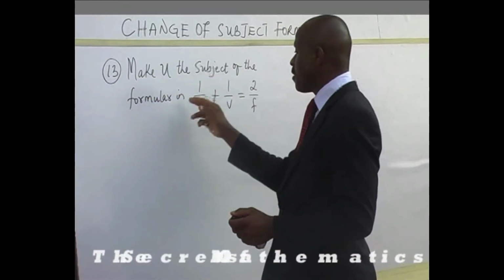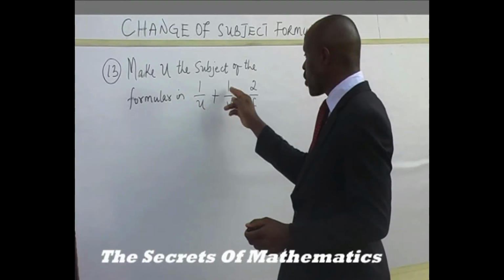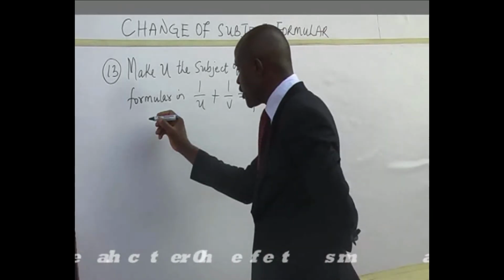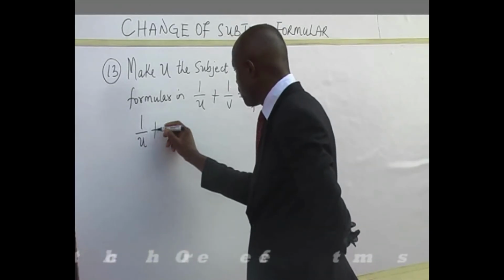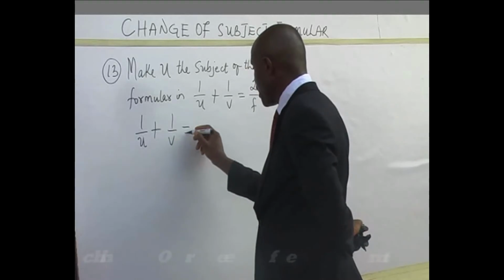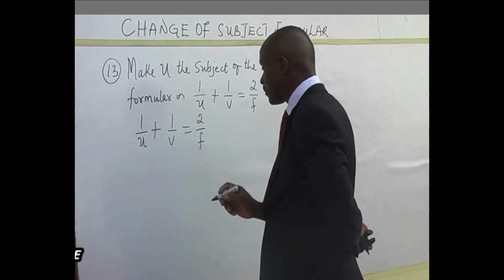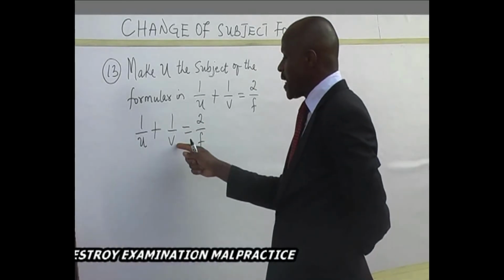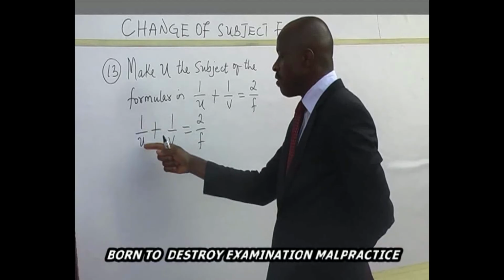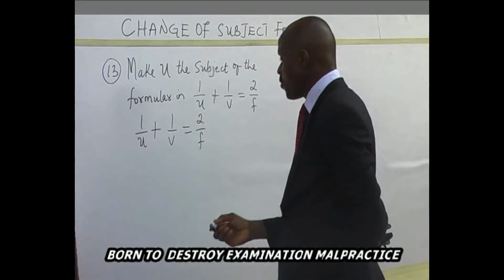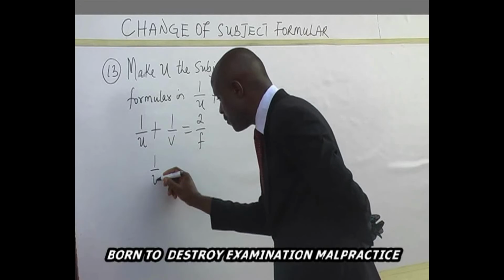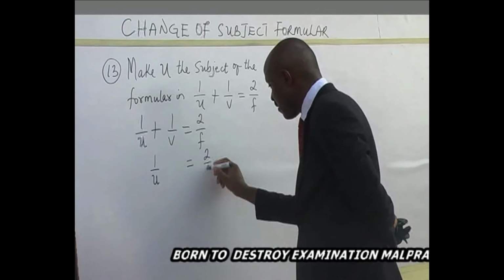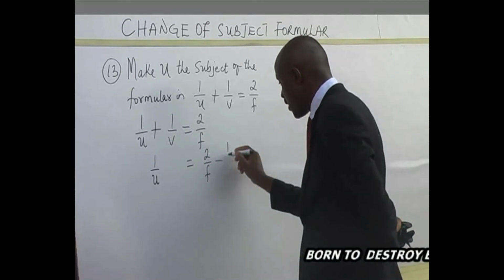Make u the subject of the formula in 1 over u plus 1 over v is equal to 2 all over f. Bring out the equation. The equation is 1 all over u plus 1 all over v is equal to 2 all over f. The first thing you do here is subtract 1 over v from both sides so as to leave only 1 all over u in the left-hand side of the equation. That will give you 1 all over u in the left-hand side of the equation will now be equal to 2 all over f, which is already in the right-hand side, then minus 1 all over v.